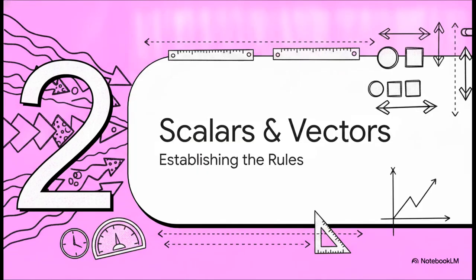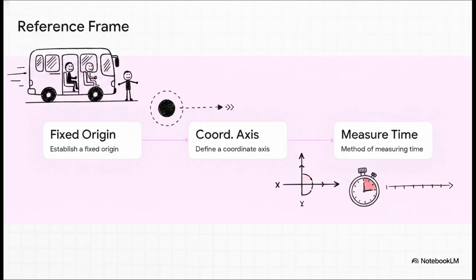Section 2. Scalars, vectors, and frames. Establishing the rules. So, before we can measure a single thing, we really need to wrap our heads around the fact that motion is entirely relative. Picture yourself sitting inside a moving bus. To a person standing out on the sidewalk, you are flying by at 30 miles per hour. But to the passenger sitting in the seat right next to you, you're not moving at all. You are at complete rest.